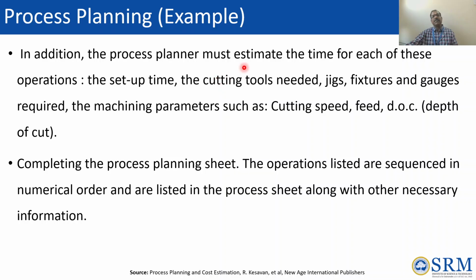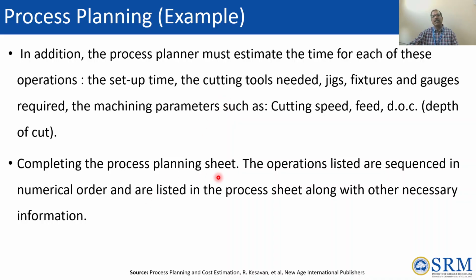In addition, the process planner must estimate the time for each of these operations, like how much setup time is needed. Directly it won't go inside the chuck, right? We need to take the raw material, put it inside the chuck, and lock the chuck. Also how much cutting time is required, what cutting tools are needed, what jigs, what fixtures, what gauges are going to be used, and what machining parameters like cutting speed, feed rate, and depth of cut we are going to use. The process planner must know this information.